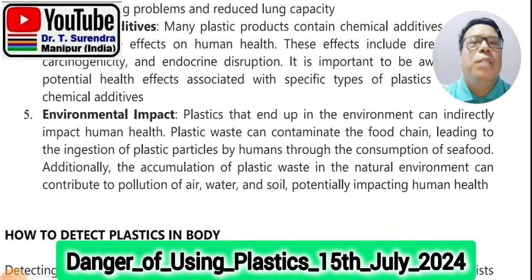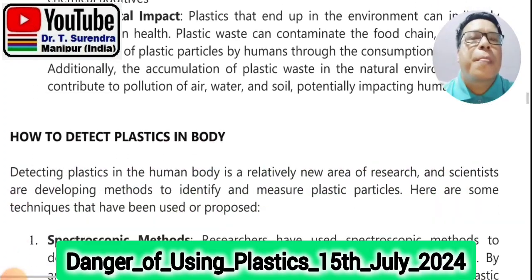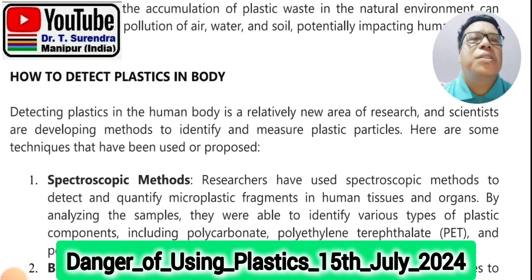Environmental impact. Plastic that ends up in the environment can indirectly impact human health. Plastic waste can contaminate the food chain, leading to the ingestion of plastic particles by humans through the consumption of seafood. Additionally, plastic waste in the natural environment can contribute to the pollution of air, water, and soil, potentially impacting human health.